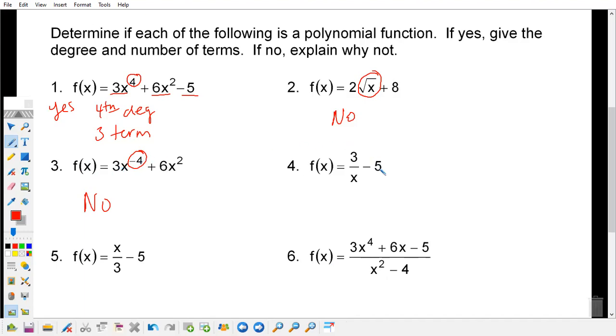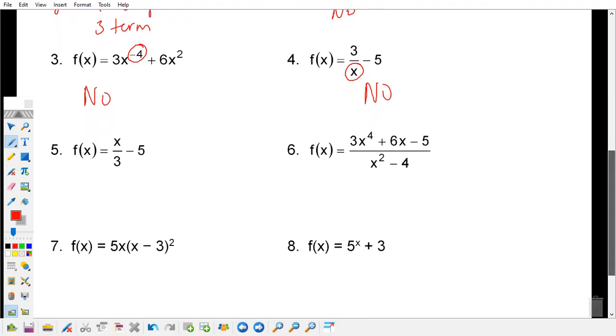Okay, 4. No, because it's in the denominator. What about 5? 5 is a yes. The variable's in the numerator. I can have numbers in the denominator, but I can't have the variable. Yes, it's a first degree, aka linear. Why is it first degree? Because even though I can't see it, Casper the friendly one is there. So it's a first degree polynomial, and how many terms are there? 2 terms.